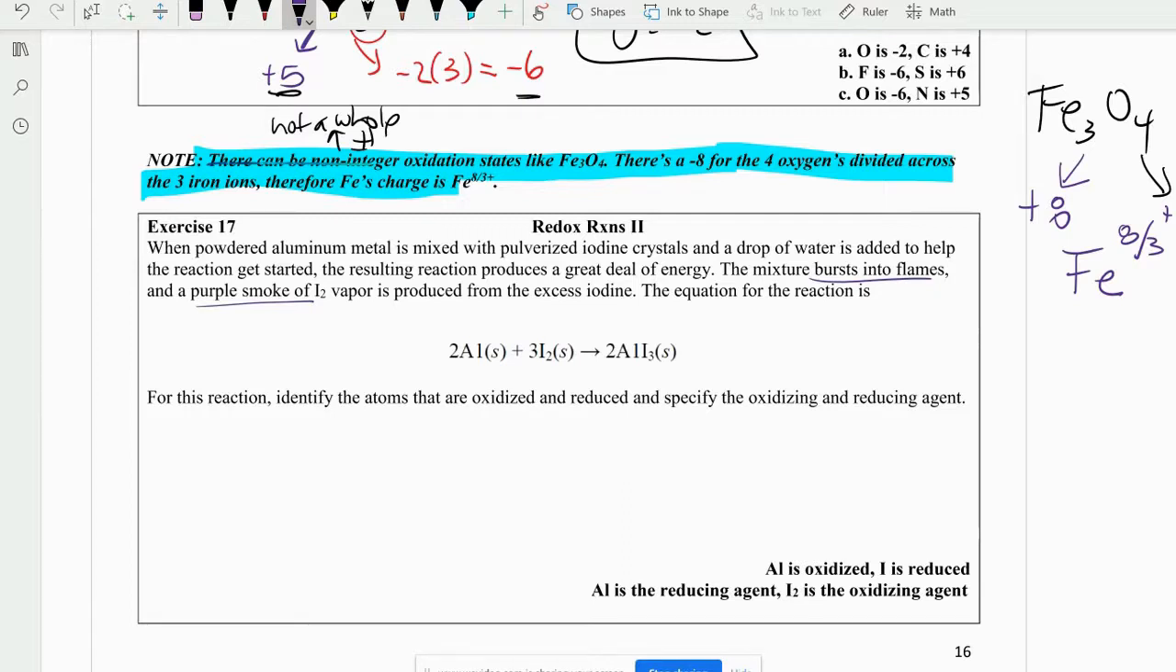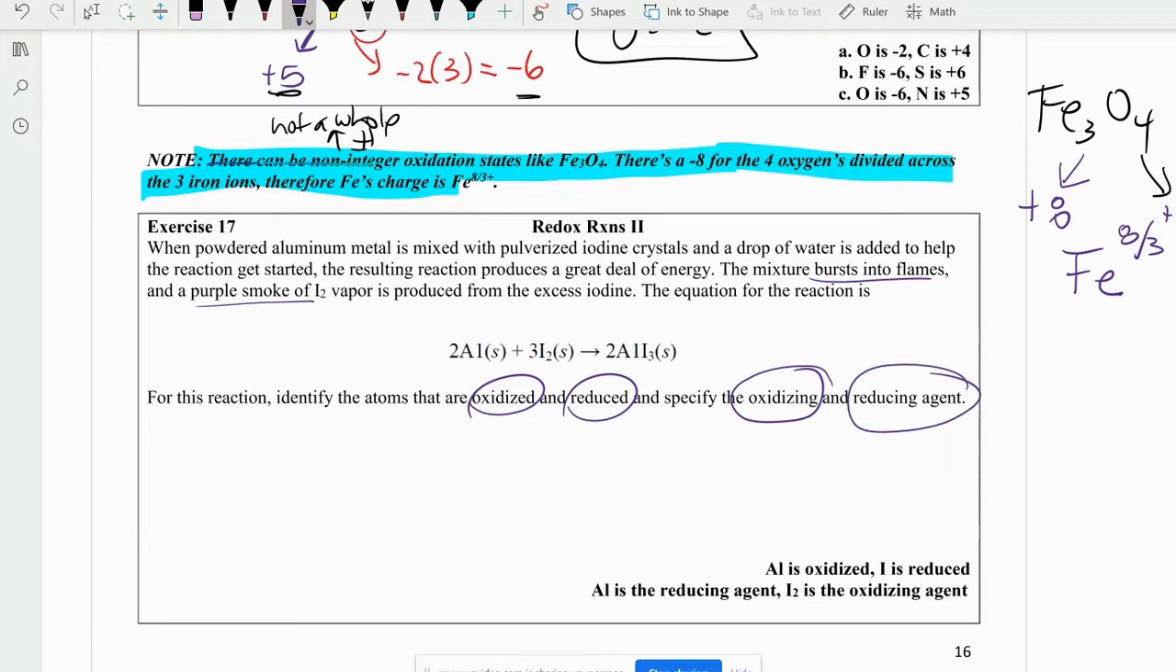The equation for the reaction is as follows. My reactants are solid aluminum, solid iodine. Once the reaction goes to completion, I'm going to have aluminum iodide. It's asking for this reaction to identify the atoms that are oxidized and the species that are reduced. Then it's asking us to identify the oxidizing agent and the reducing agent.